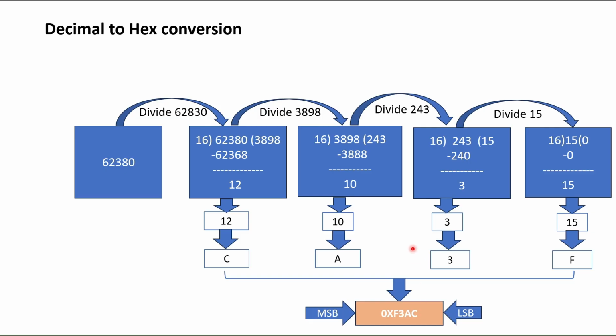You can take any number, even big numbers. In the same way you can convert, and once the result comes, you write the result from left to right, meaning the last remainder comes first on the left, then the next, and so on, and add 0x to it.